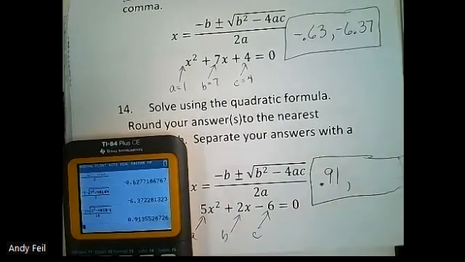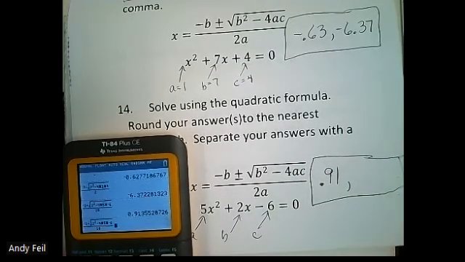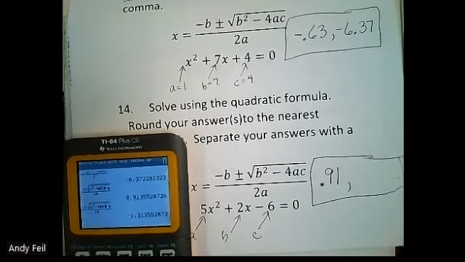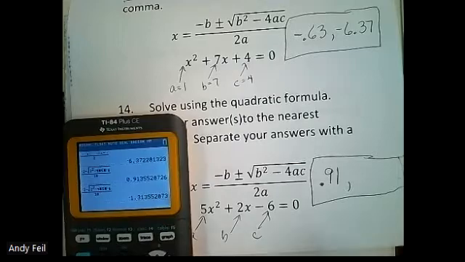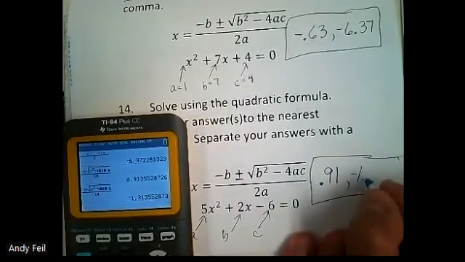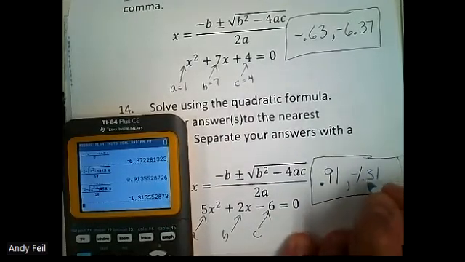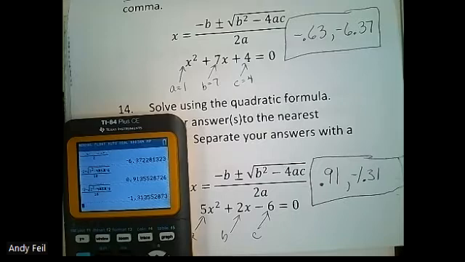And my other answer, just like we did before, we're just going to backspace and type in a negative over top of that plus. Did you get negative 1.31? Try it. See if, because sometimes I mess up. Make sure I did that right. Negative 1.31. Okay.